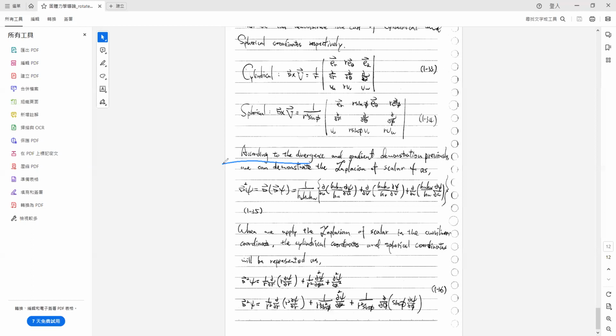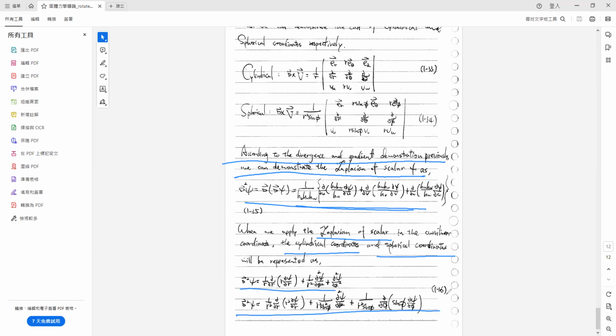According to the divergence and gradient demonstrations previously, we can demonstrate the Laplacian of scalar phi. It means the divergence of the gradient of phi equals this form. And thirdly, the Laplacian of a scalar in the cylindrical coordinates and the spherical coordinates will be represented as equation 1.36.